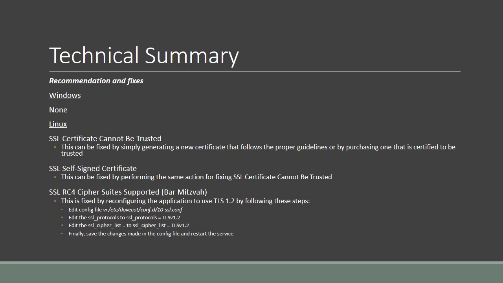For the recommended fixes, there were none for Windows. Linux. SSL certificate cannot be trusted. This can be fixed by simply generating a new certificate that follows the proper guidelines for purchasing one that is certified to be trusted. SSL self-signed certificate. This can be fixed by performing the same action as for fixing SSL certificate cannot be trusted. SSL RC4 cipher suites supported. This can be fixed by reconfiguring the application to use TLS 1.2 by following these steps.